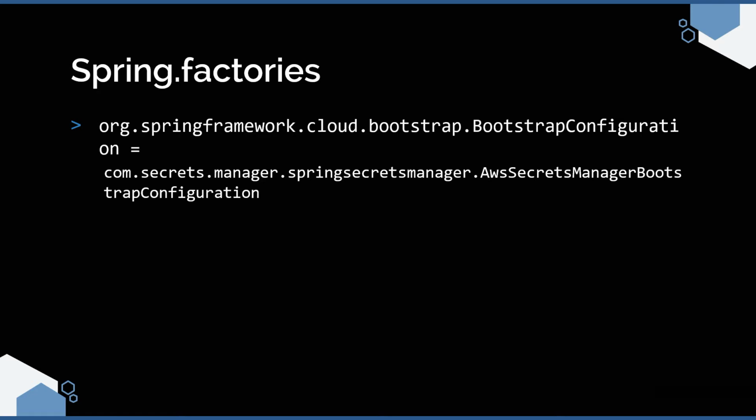I'll show you everything in my Eclipse, but before going to the code, let me just tell you the essential files that your application needs. So go to your src/main/resources, and create a subfolder called META-INF. Inside META-INF, you create a file called spring.factories, and you just have to copy and paste this line. Well, you may have to change the path. In my project, the path I have given is com.secrets.manager.spring-secrets-manager, and the class file name is AWSSecretsManagerBootstrapConfiguration.